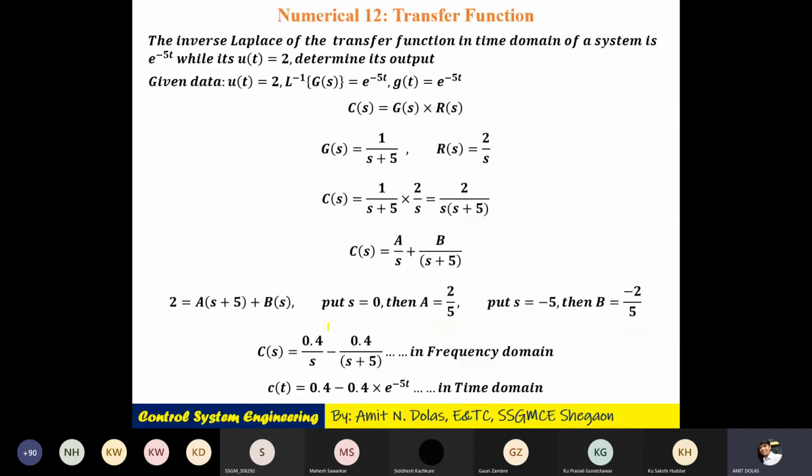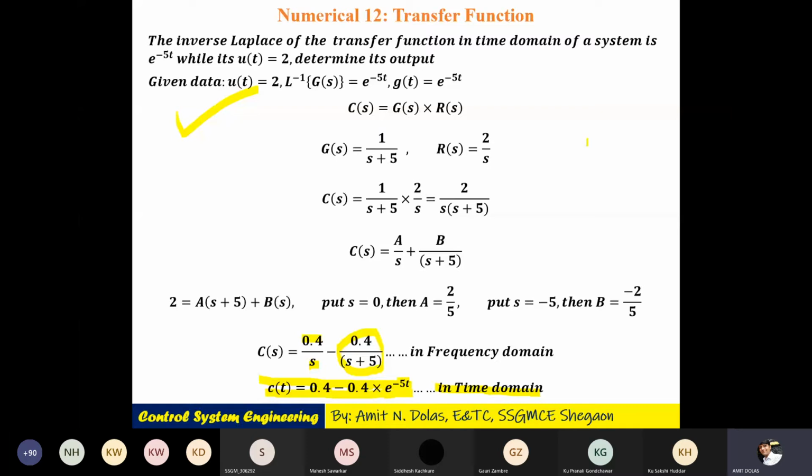The inverse Laplace of 1 by S is 1, so it will of course be 0.4 only. And what about this term? After taking the minus sign, this term will be 0.4 into 1 upon S plus 5. And 1 upon S plus 5 is in the form of 1 upon S plus A, and we can convert it into e raised to power minus AT, where A is 5. So 0.4 multiplied by e raised to power minus 5t. So this will be in time domain form. This is expected. So this is the output for the given numerical.